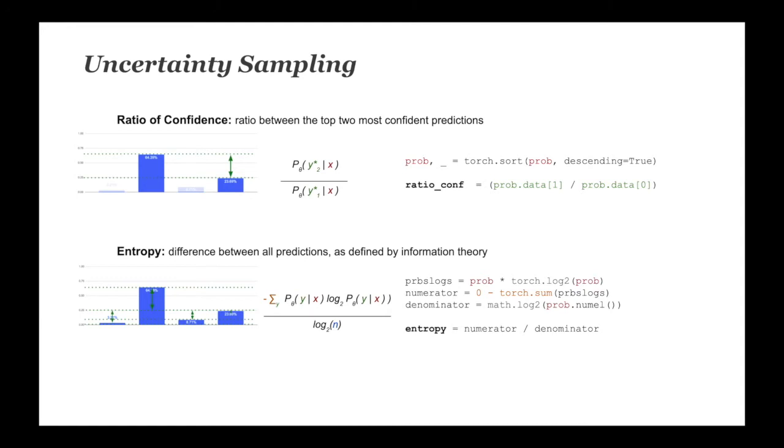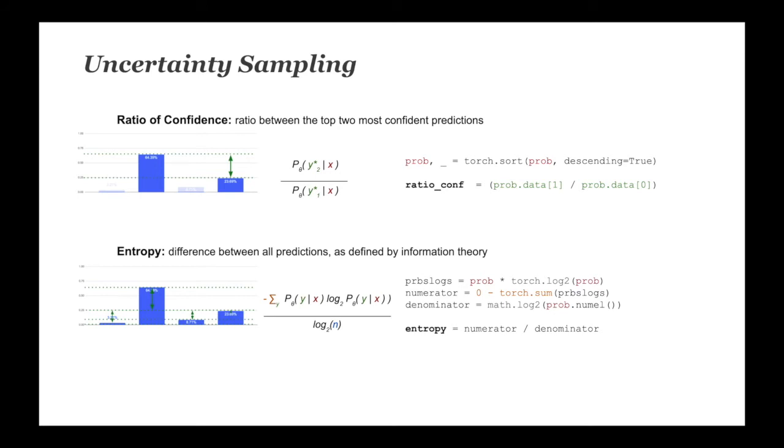Finally, entropy uses information theory to look at all of the predictions. So in this case, it's looking at the difference between all of these predictions and predictions with no information, which would be the case that they were all 25% confident. And so entropy takes into account all of the predictions, not just the top two or the top one, like you saw with least confidence predictions.